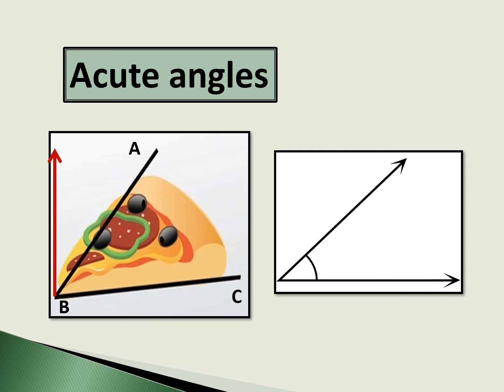Acute angle. Look at the figure over here. The red ray forms a right angle with the arm BC. Now in this figure there is another angle being formed, and that is angle ABC. This angle ABC is less than the right angle. So an angle which is less than the right angle is called an acute angle.